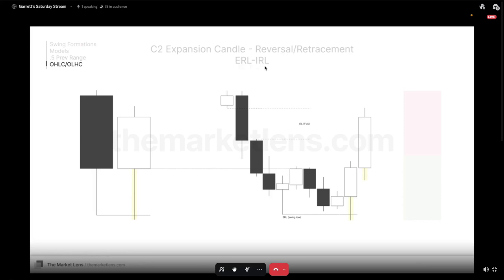So how to trade a candle 2 expansion candle within an ERL to IRL. This is going to be a reversal / retracement. So this is when the previous candle expands, and you sweep out candle 1's low, create that small wick. Within the previous candle, there's going to be a fair value gap to target.